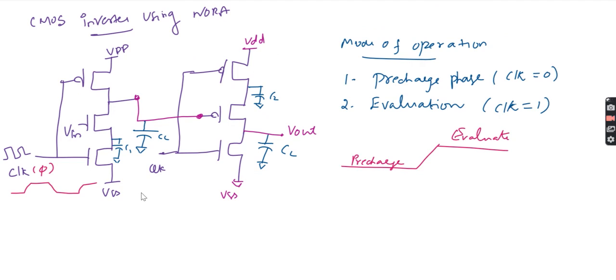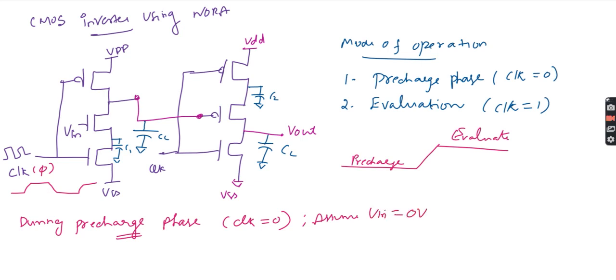let me say the clock is equal to 0 during the precharge phase. What will happen now? During the precharge phase, the clock will be equal to 0. Now you have to say, I have not applied any input. Assume the input Vin is equal to 0 volt. Even the Vin is equal to 0. So for example, I will say the input is equal to 0 here.